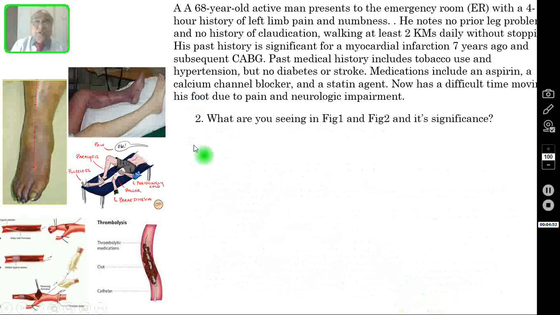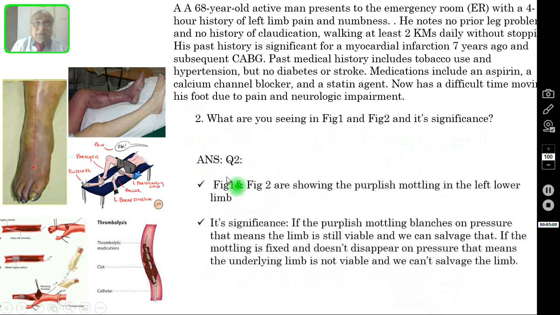Question number 2, what are you seeing in figure 1 and figure 2 and its significance? This is figure 1 and this is figure 2. So figure 1 and figure 2 are showing purplish mottling in the left lower limb. That is what you are seeing here. This is the purplish color you are seeing in this left lower limb. Here also you are seeing that purplish mottling.